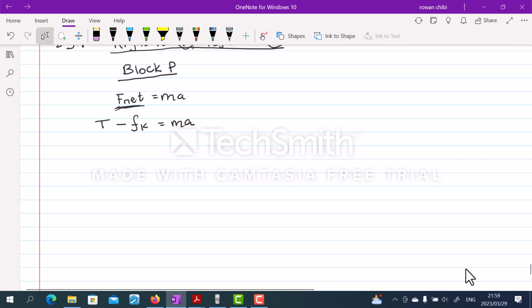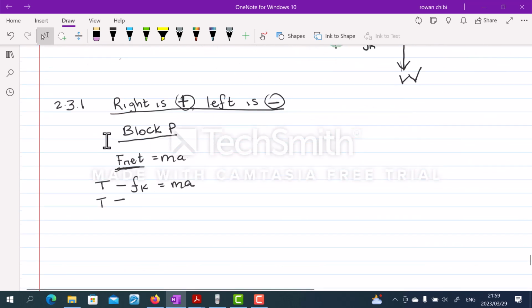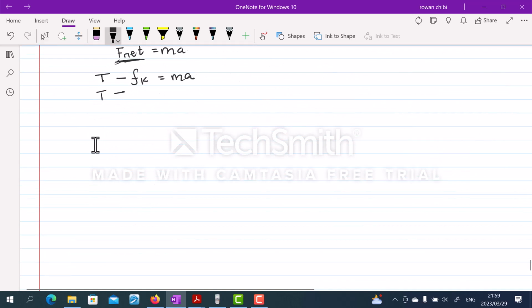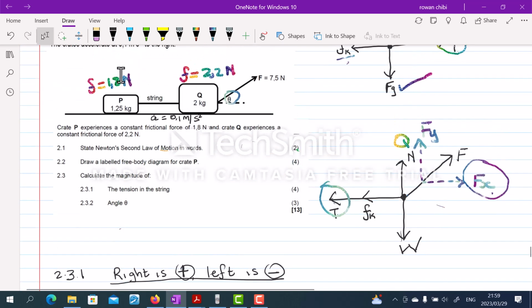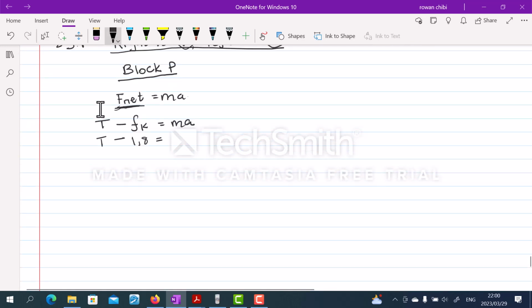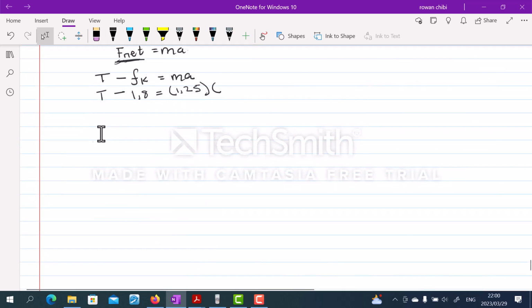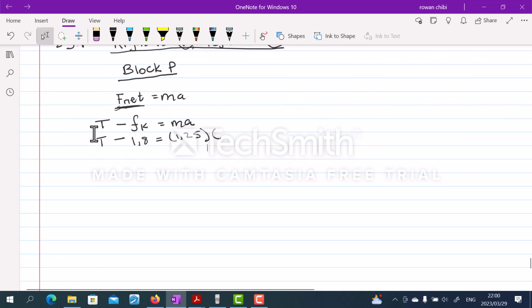And then let us look at our substitution. Upper we want the tension. They told us the frictional force for object P is 1,8. So we substitute 1,8, and the mass for object P is 1,25. And then we look for the acceleration. They said the acceleration is 0,1. So we substitute the acceleration here.